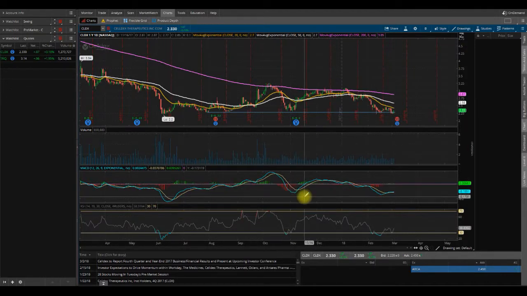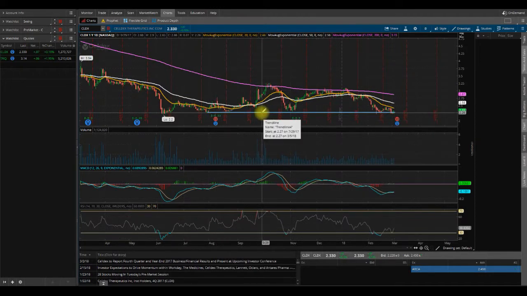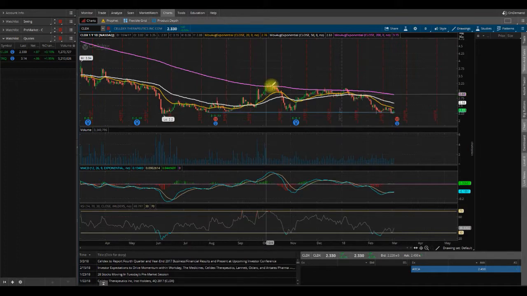Now I myself, I don't really pay much attention to the MACD because I'm more of a chart trader. So, for example, I found support here and I drew my line here. So I'm looking for a bounce play to hopefully get in.